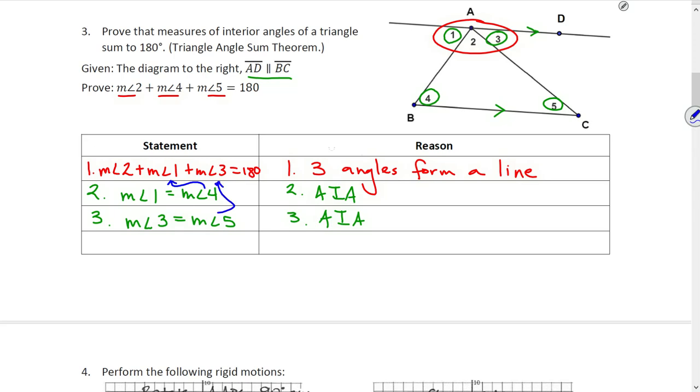Now, I can plug in angle 4 for 1, and I can plug 5 in for 3, and I get the measure of angle 2 plus the measure of angle 4 plus the measure of angle 5 equals 180, and the reason is not triangle angle sum theorem. Okay, I can't use that theorem in its own proof. What I will use, I'm doing substitution, so it's the substitution property of equality.